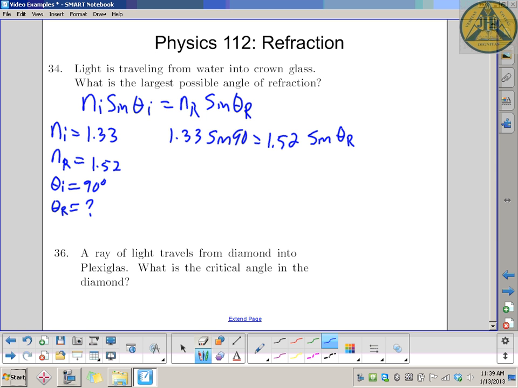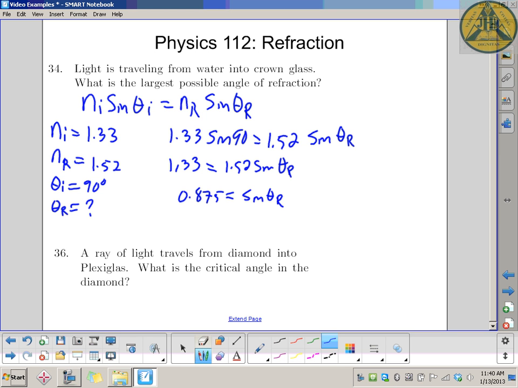Sine 90 is 1, so the left side is 1.33. The right side is still 1.52 sine theta r. Divide both sides by the 1.52. It's 1.33 divided by 1.52. That gives us 0.875 is the sine of the refracted angle.